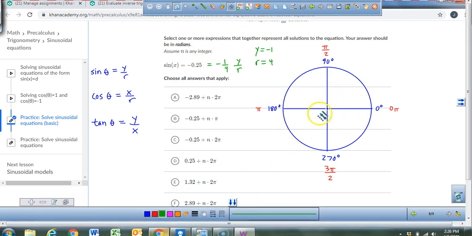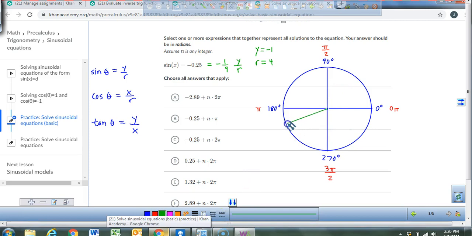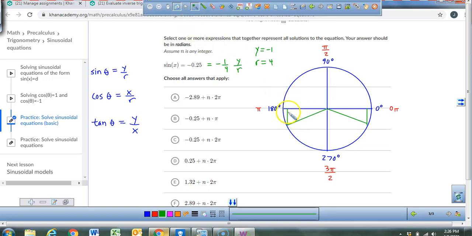So I'm going to draw just an approximate situation of what we have right here. I'm going to draw a right triangle in the fourth quadrant and in the third quadrant. So here we're in the third quadrant. Here we're in the fourth quadrant. And remember, here our x values are positive and our y values are negative. Over here, our x values are negative and our y values are also negative.